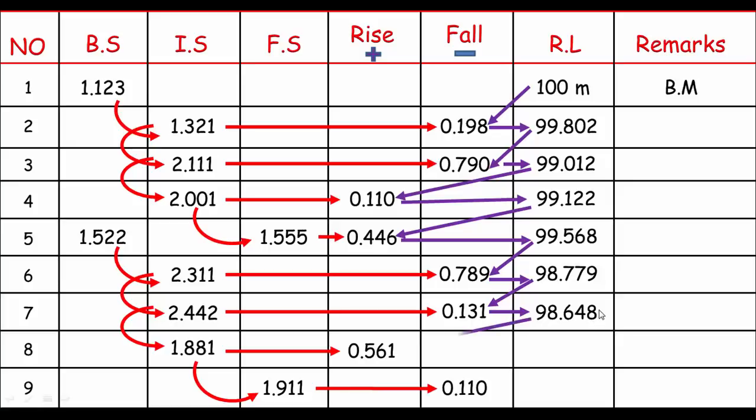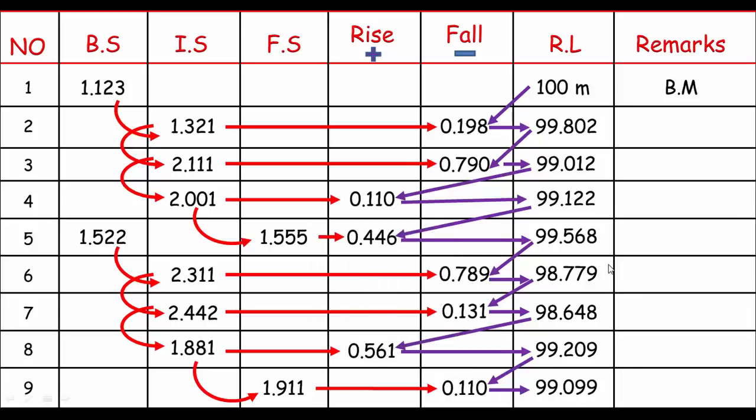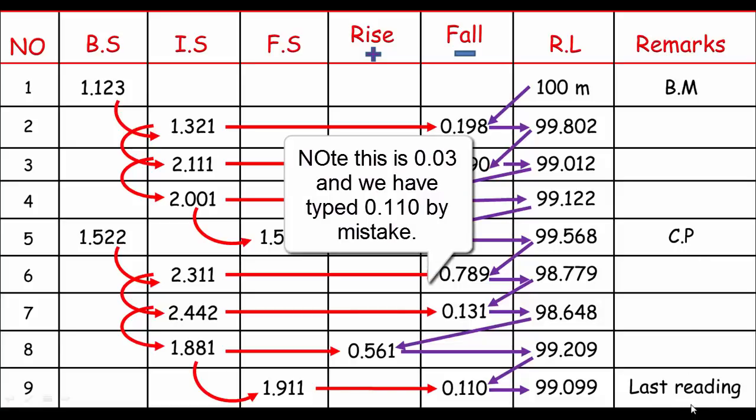98.648. Here again we have a rise. So the old RL plus the rise will be 99.209. And again we have a fall. So 99.209 minus 0.110 is 99.099. Hey, I just forgot in the remarks, the CP or the chain point, and this is just the last reading.